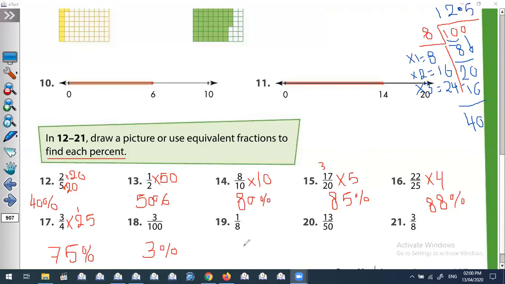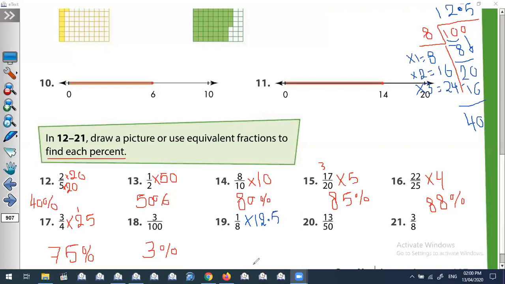So if you need to change 8 into 100, you have to multiply it by what? By 12.5. So you have to save it for now. If you need to change 8 into 100, you have to multiply by 12.5. So here, multiply by 12.5.